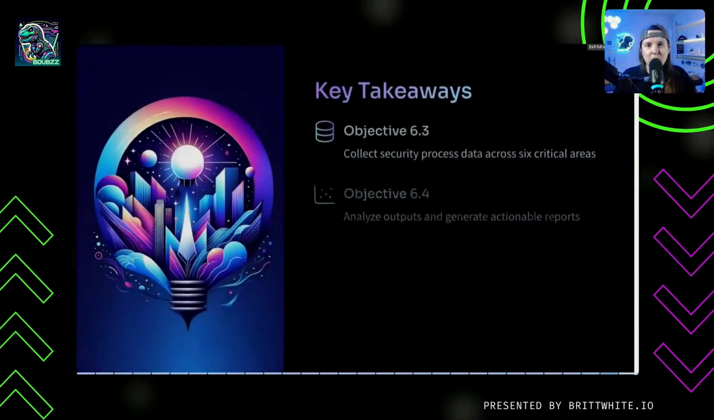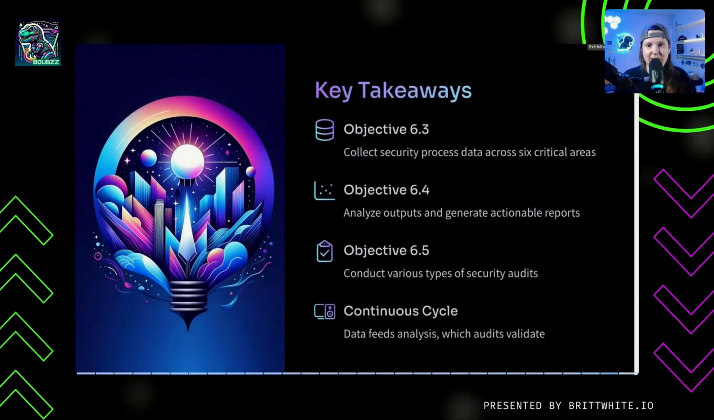Now let's recap the 3 main objectives that we've covered today. For Objective 6.3, we explored collecting security process data, from account information and approvals to metrics and backup statistics. Think about those failed login attempts we discussed. That's the kind of data collection that strengthens our security posture.